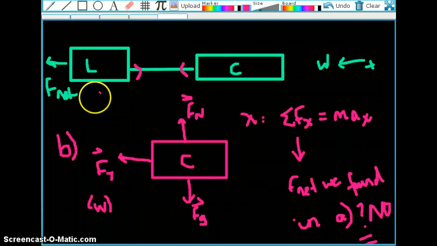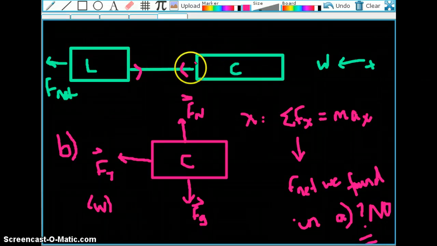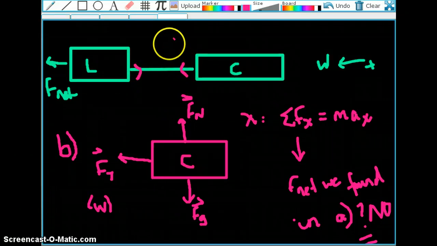Part B, I drew a nice little sketch in the first place, so we knew the locomotive is somehow attached to the car, and we talked about the tension, the force of tension, being a special force.